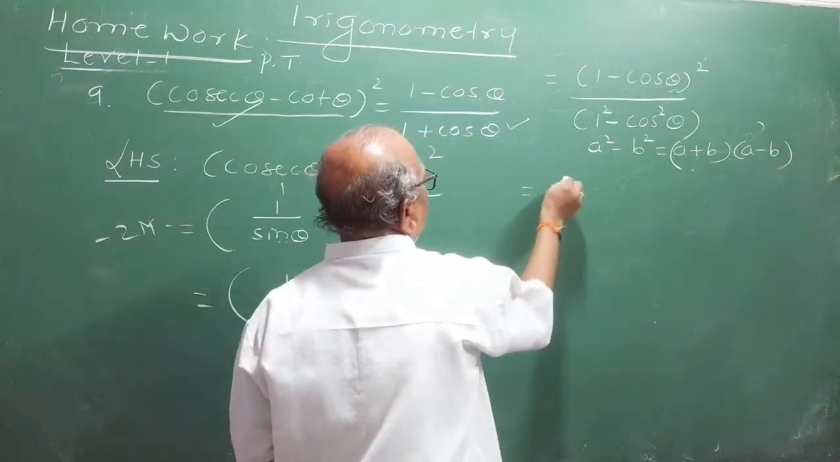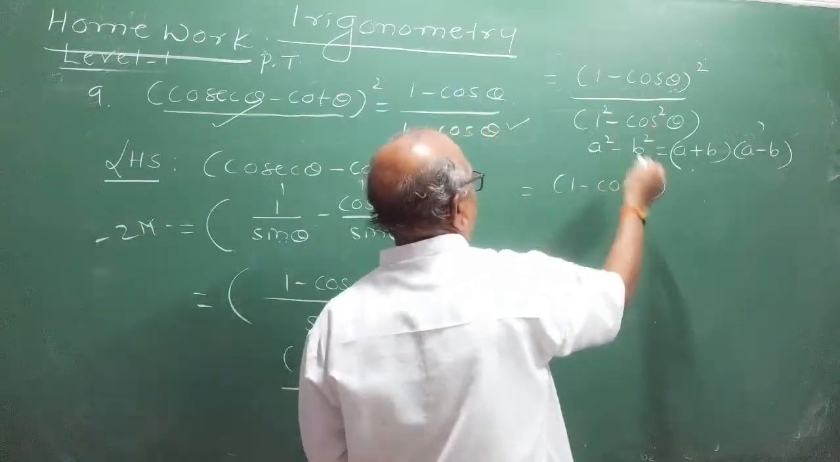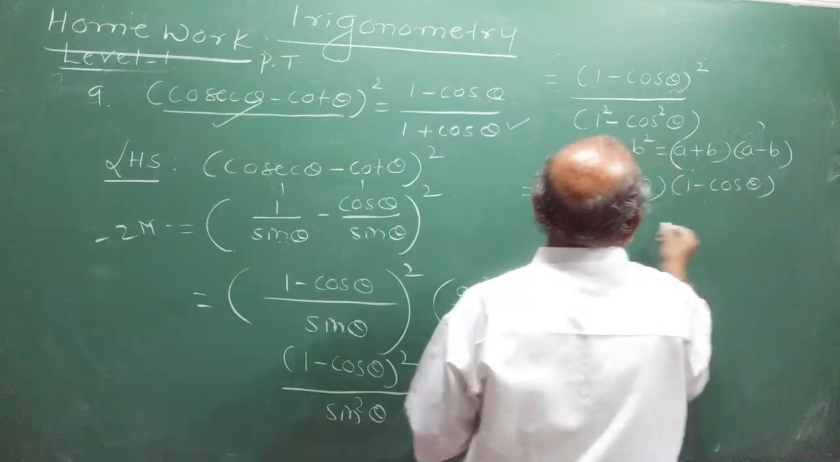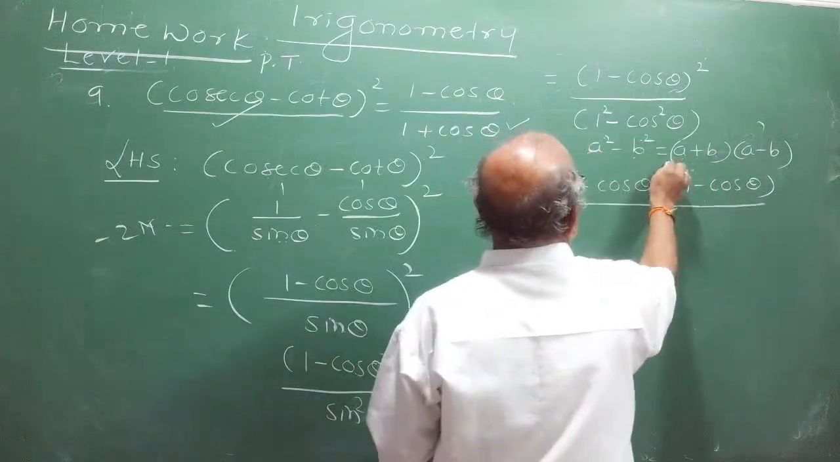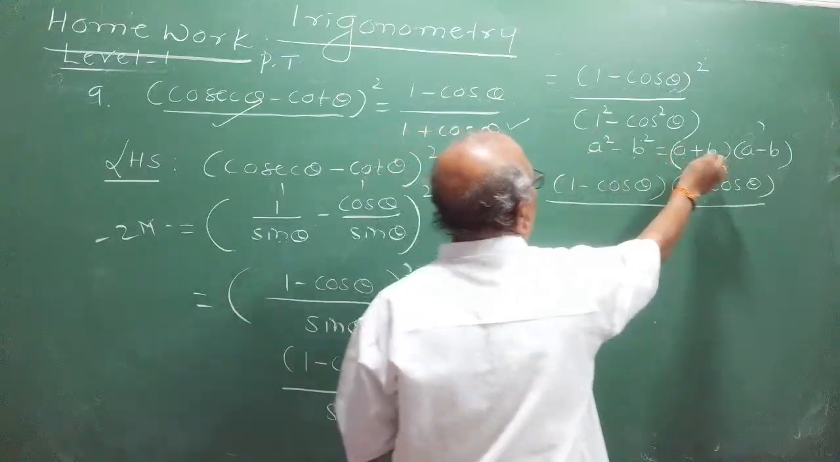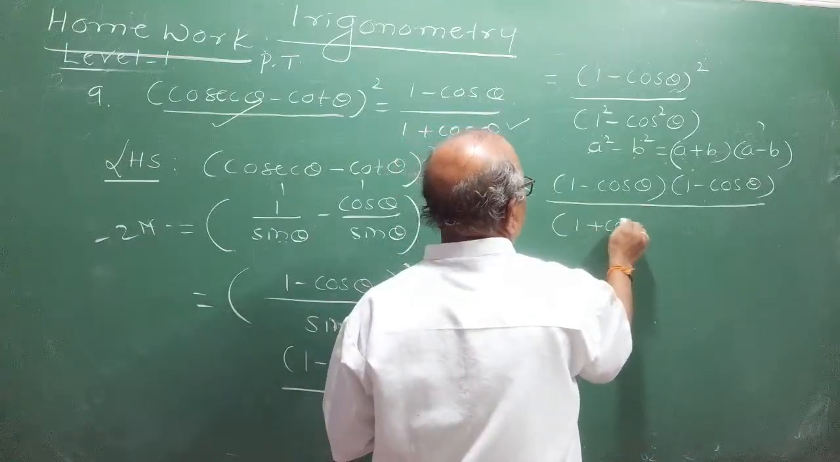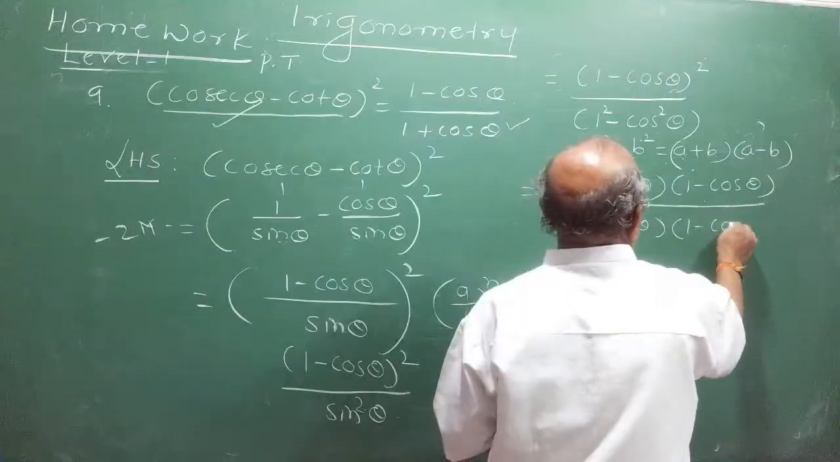And now you can write the numerator, (1 minus cos theta) whole square, as 2 times (1 minus cos theta) into (1 minus cos theta), divided by a square minus b square, which can be written as (a plus b)(a minus b). What is a here? 1. What is b here? Cos theta. You can easily solve it. 1 plus cos theta into a minus b, which is 1 minus cos theta.